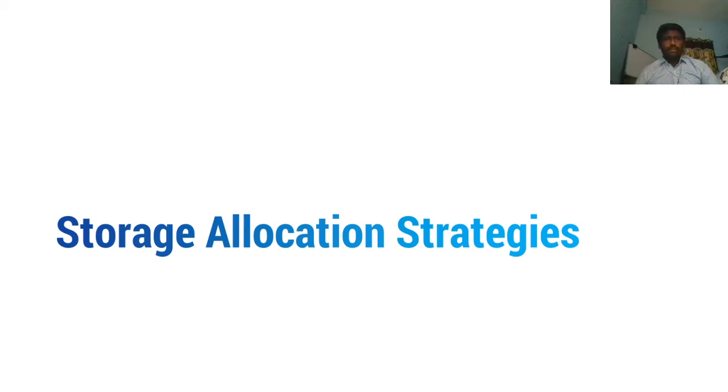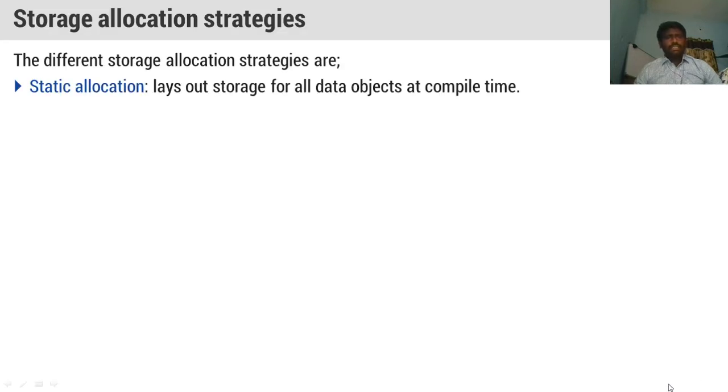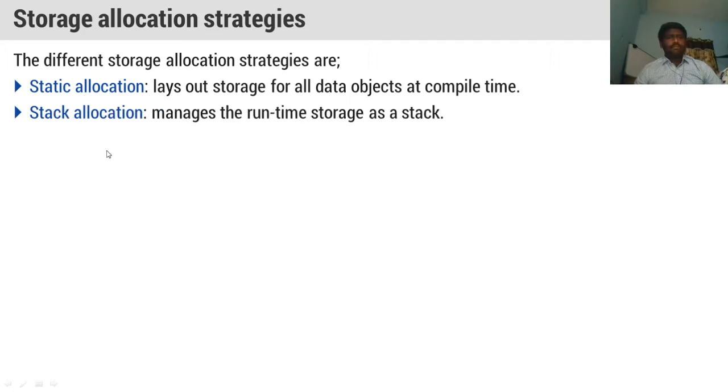Let us discuss the topic called storage allocation strategies. So there are different storage allocation strategies. First one is static allocation. It lays out storage for all the data objects at compile time. So if the memory allocation takes place for the data objects at compile time, then it will be called as static allocation. Next one is stack allocation.